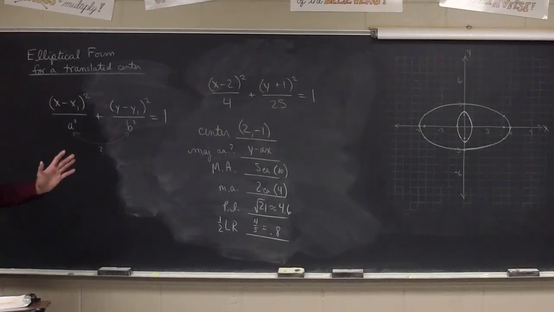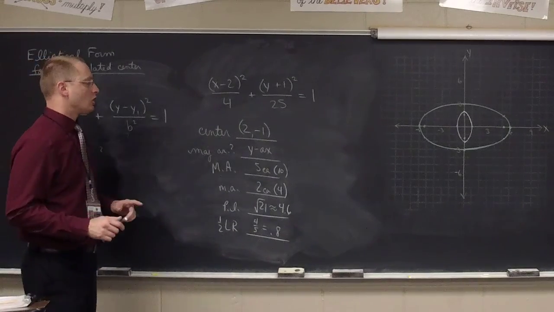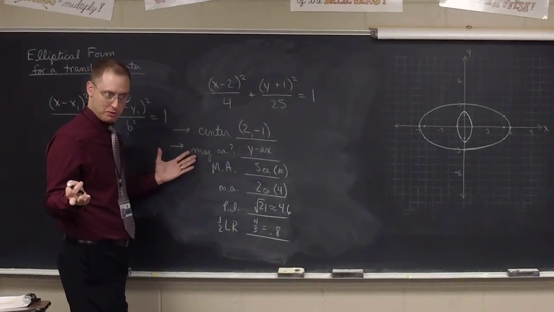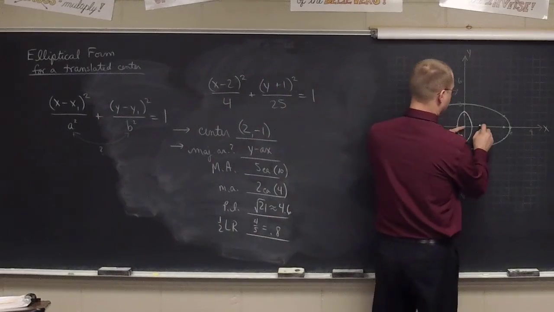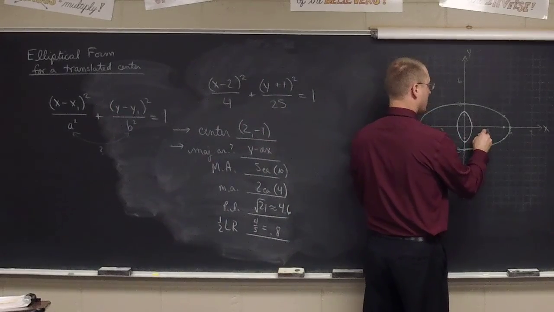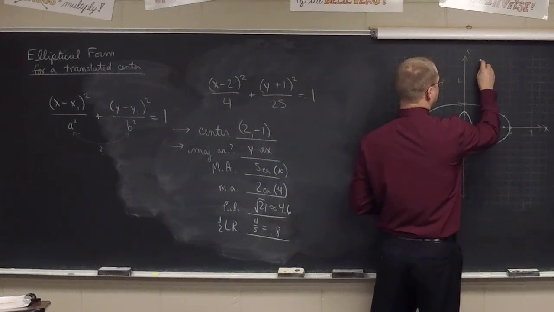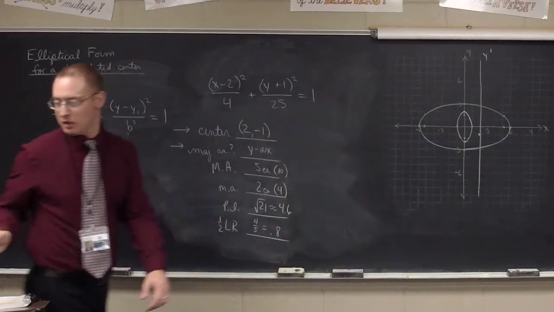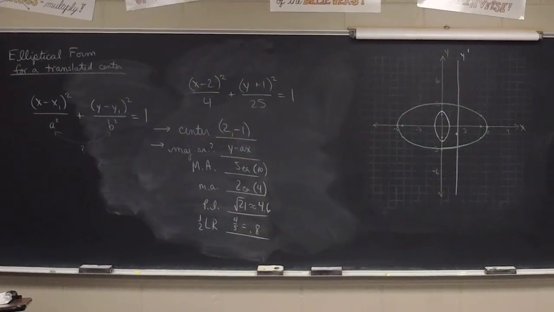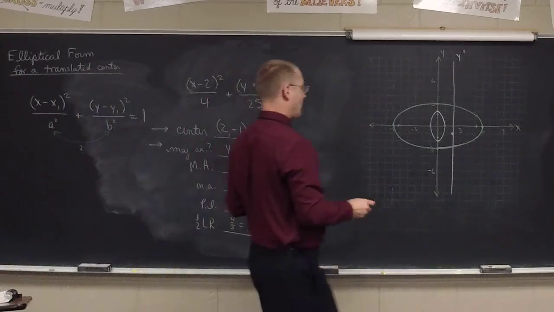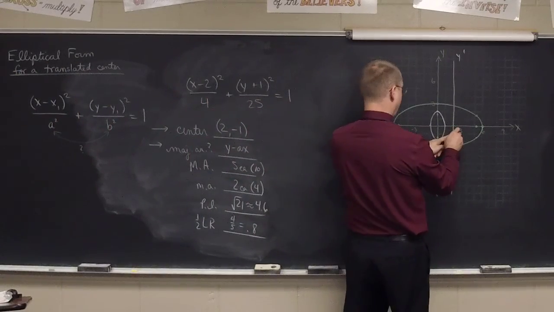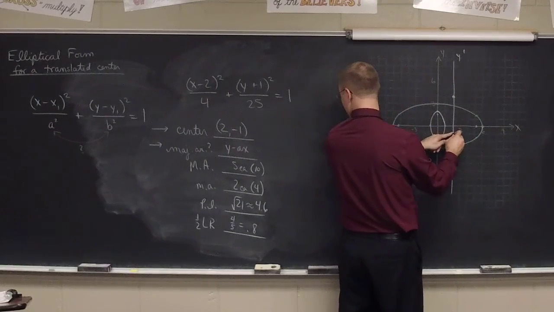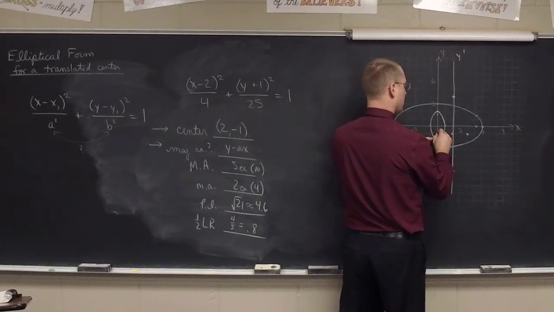Seem easy enough? Now, if we were to graph it, my suggestion would be this. Plot your translated center first, and then draw a prime axis. Sound familiar? Right? So our center here would be at 2, negative 1. And I'm going to draw a new y prime axis. Make sure this is almost on the screen. And then from this center point, up and down 5. From this center point, out 2 in each direction.